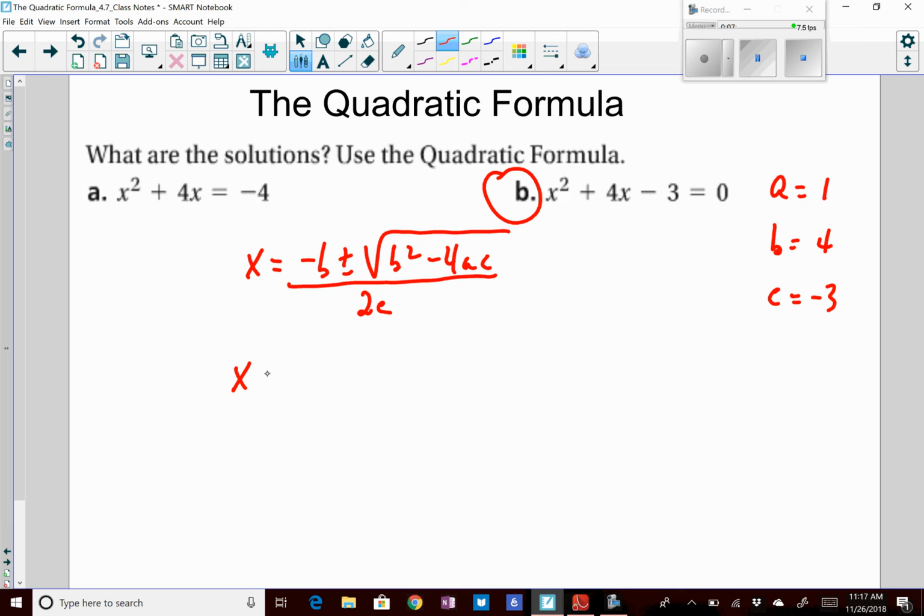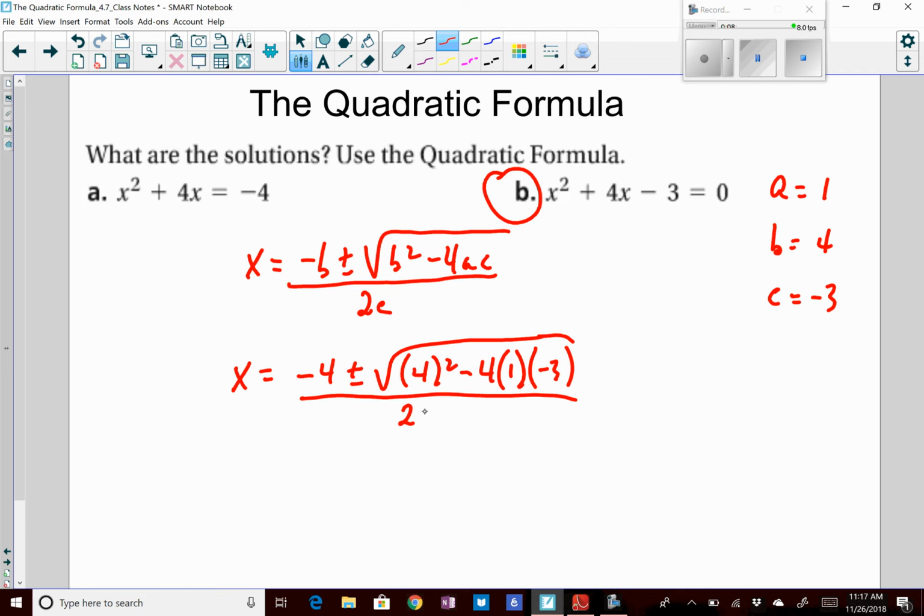And then we'll insert A, B, and C into the formula. So we have negative 4 plus or minus the square root of 4 squared minus 4 times A is 1 and C is negative 3, over 2 times 1.